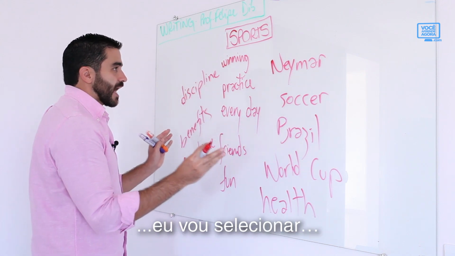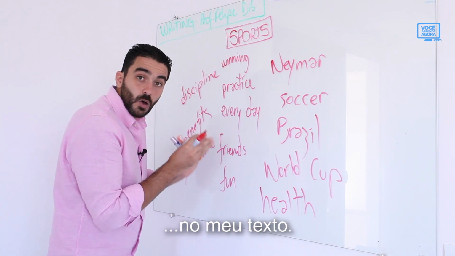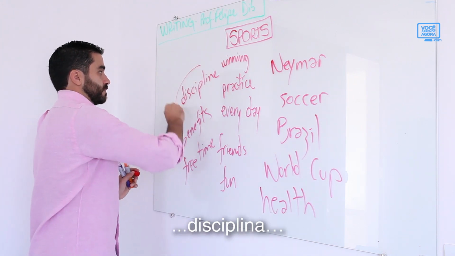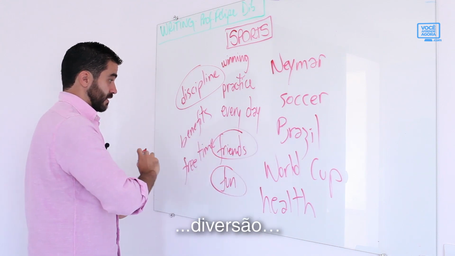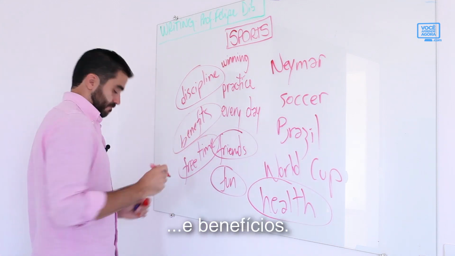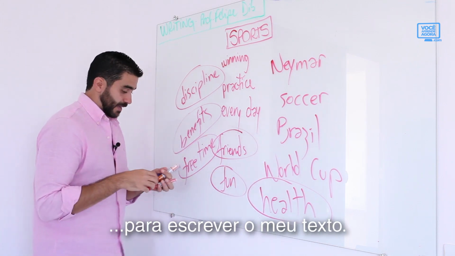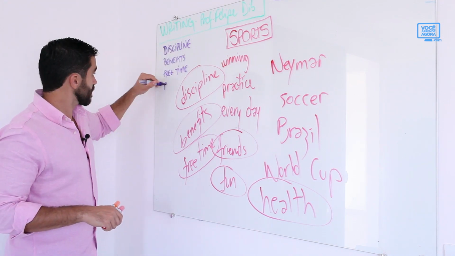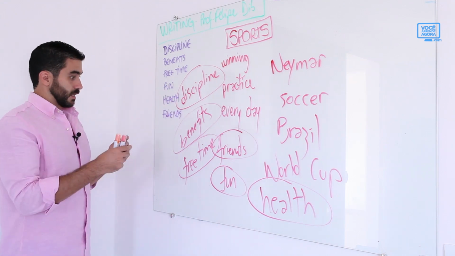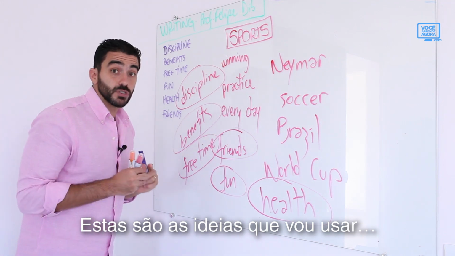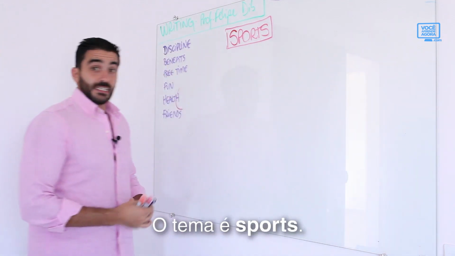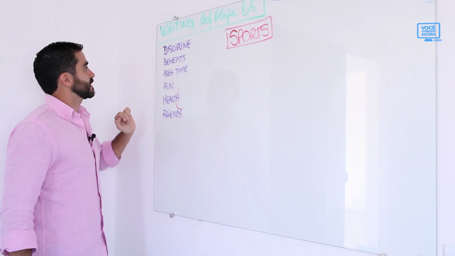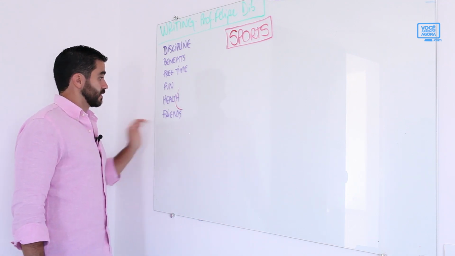Now, from these ideas, I'm going to select what I want to write on my text, because I need to write a composition. I'm going to talk about discipline. I'm going to talk about friends, fun, free time, health, and benefits. All right, so I'll take these ideas to write my text. Okay, the topic is sports. These are the ideas I'm going to use to write my text: discipline, benefits, free time, fun, health, and friends.